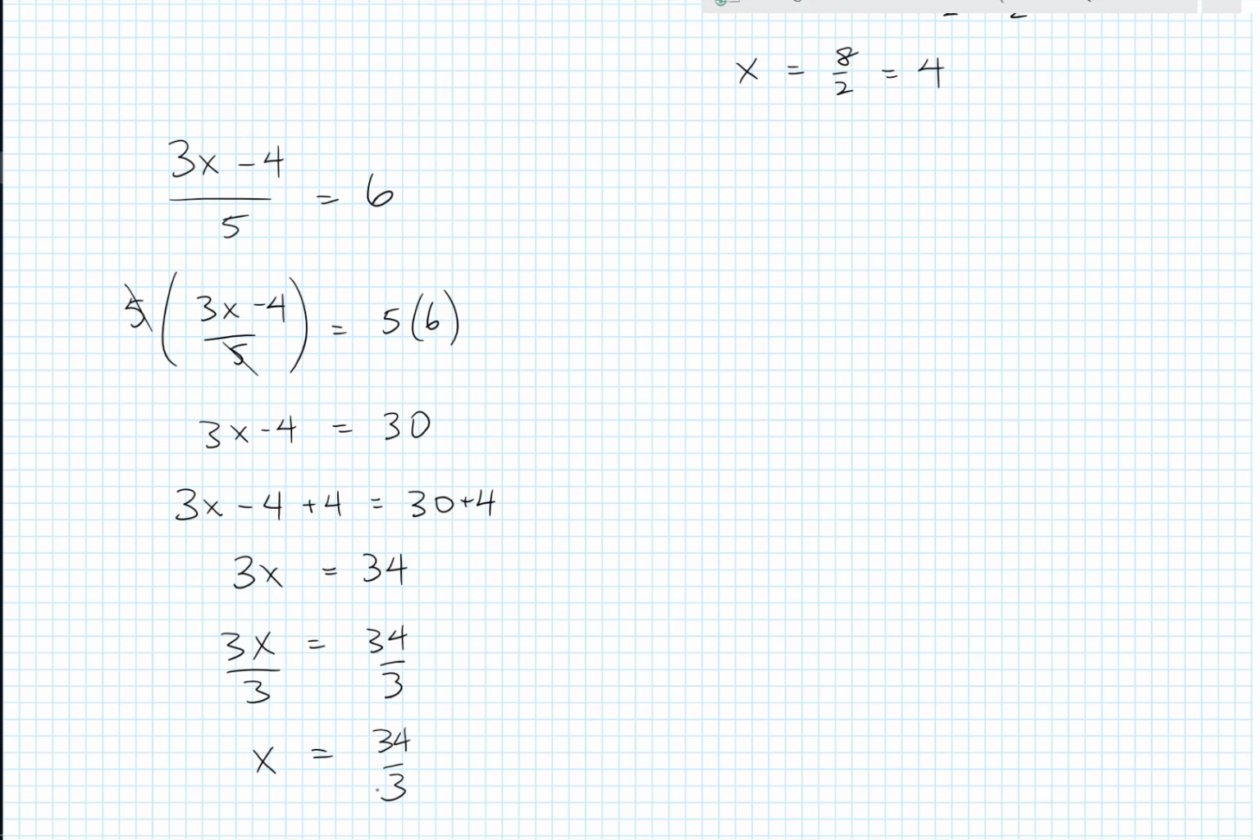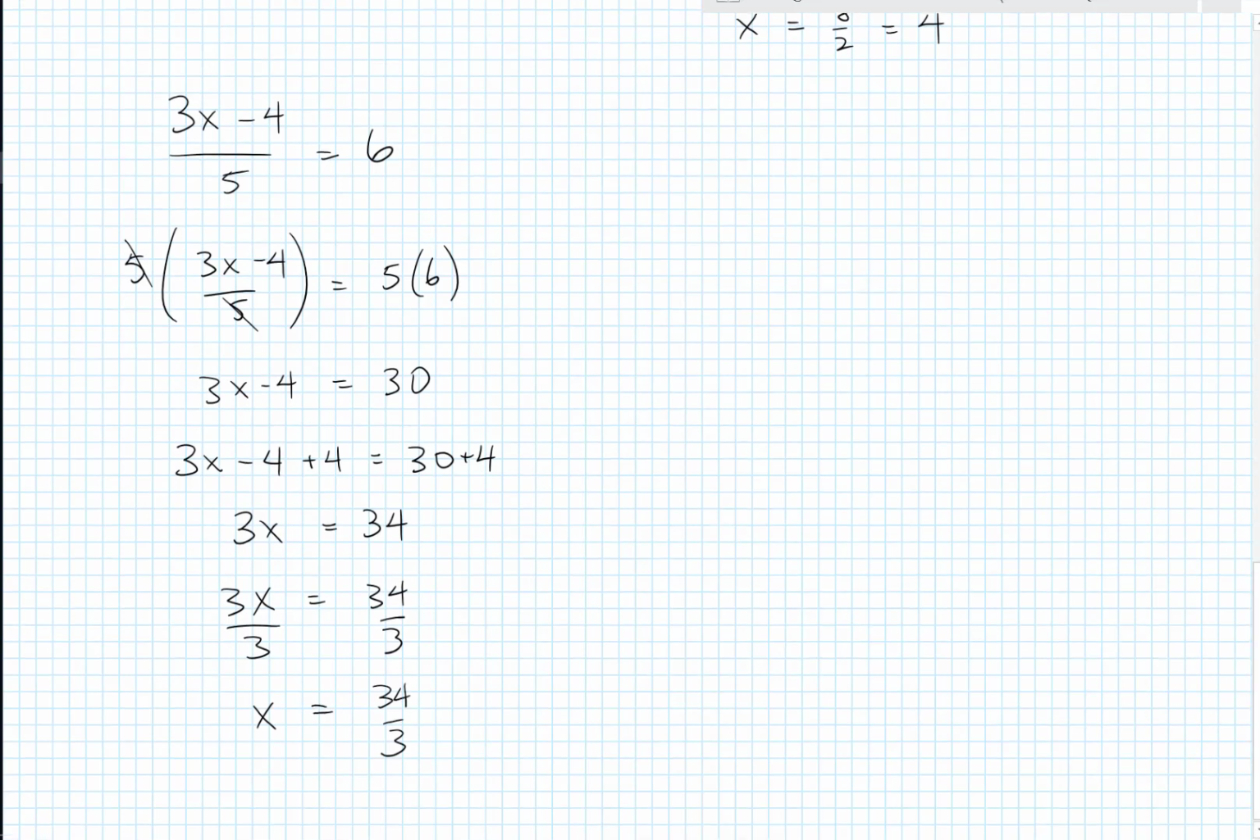So we ended up with a fraction at the end there, but most of the steps in this whole process involved integer operations. And I would say if you want to minimize your chances of making a mistake, you should always be trying to work with integer operations. Let's take a look at just one more example.